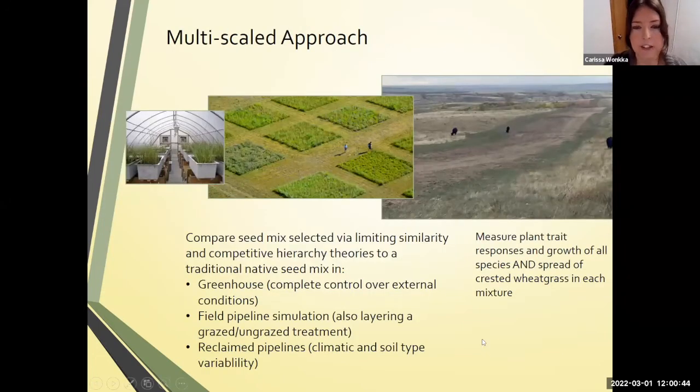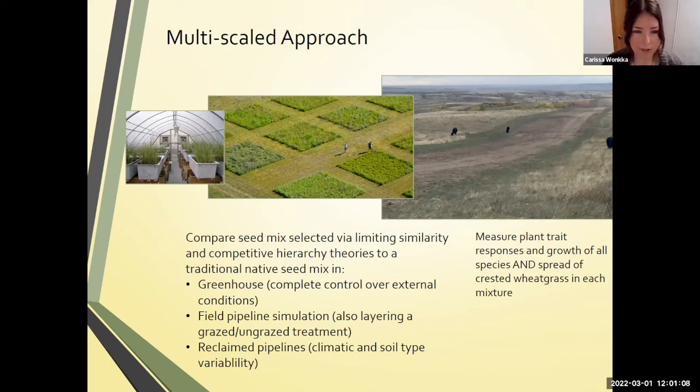And so we wanted to compare these seed mixes directly. Oh, we did also do a similar ordination for forbs to select a suite of forbs because it's important to have different functional groups in our mixes because that increases the ecosystem functioning and processes that are provided by these. So we did a similar ordination for forbs and selected forb species as well.